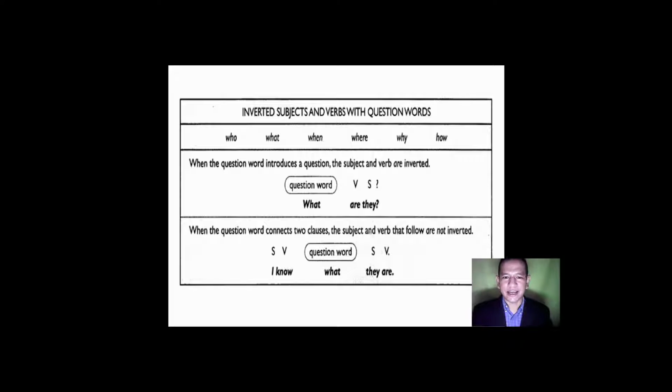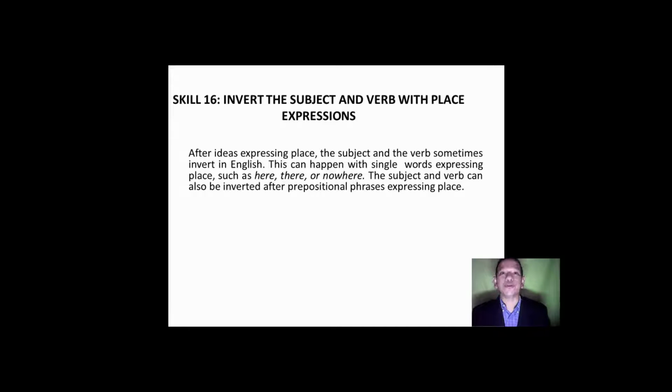Okay, next, skill 16. Invert the subject and verb with place expressions. After certain place expressions, the subject and the verb sometimes invert in English. This can happen with single word place expressions, such as here, there, or nowhere. The subject and verb can also be inverted after prepositional phrases expressing place.